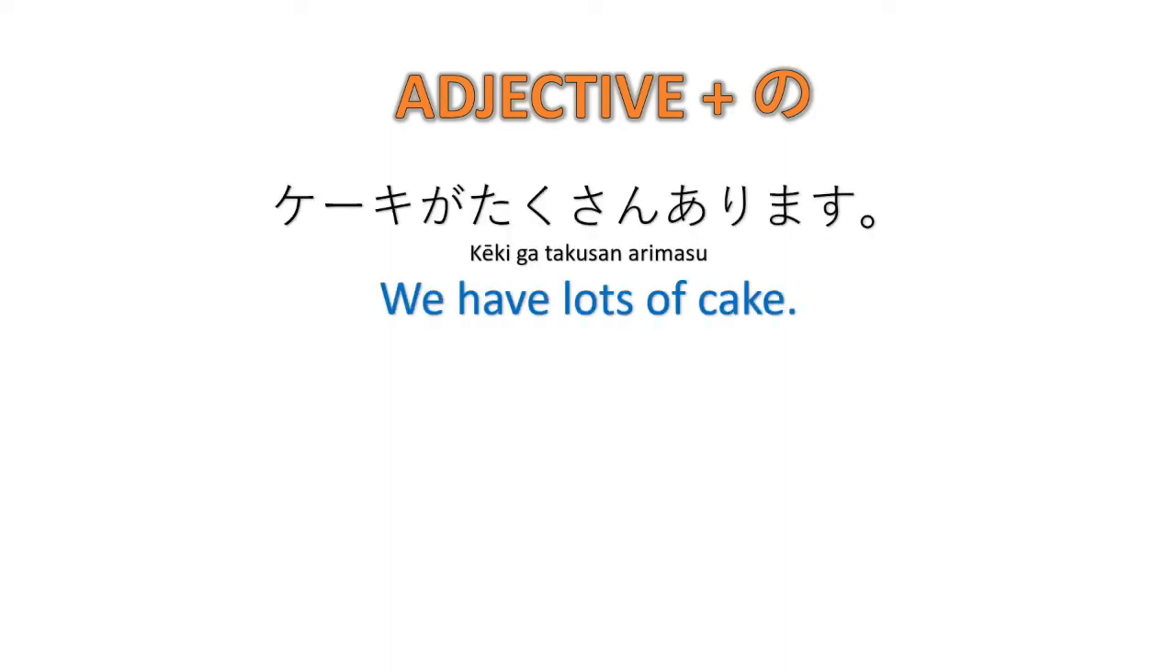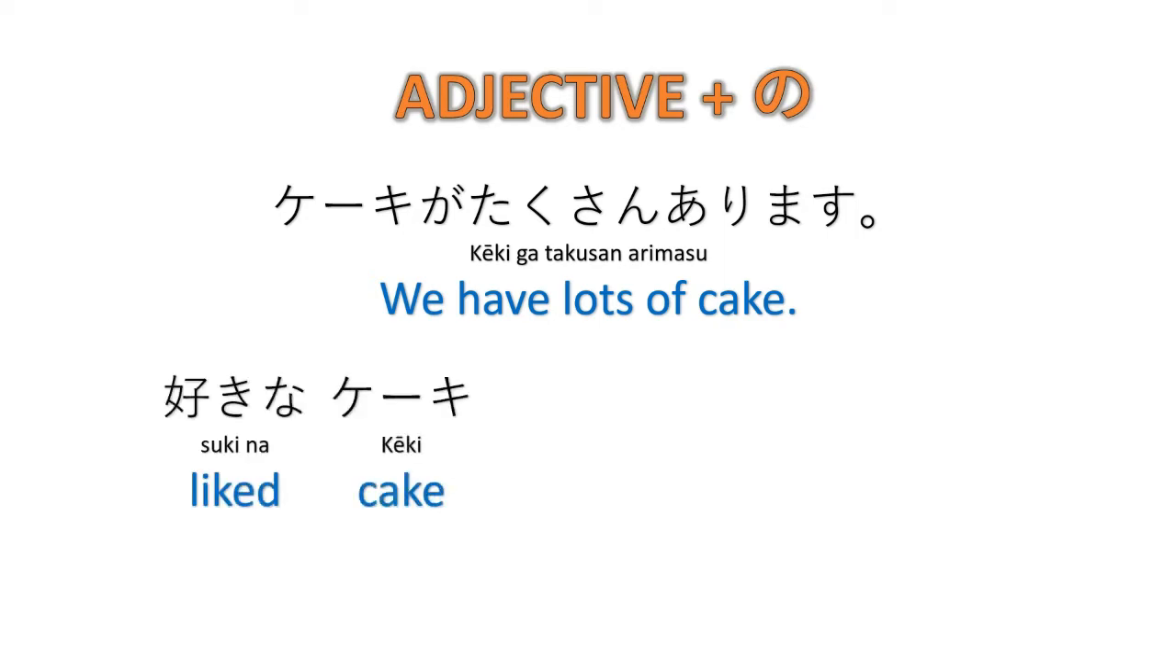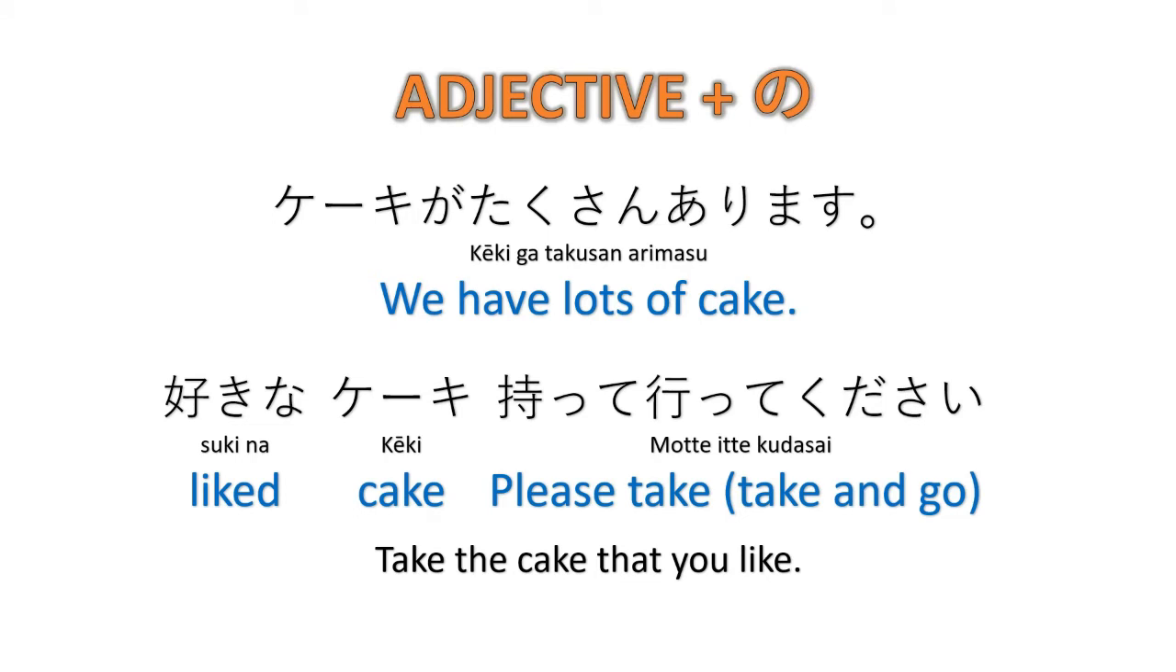For example, keiki ga takusan arimasu. So here we have suki na keiki. It literally means like cake or the favorite cake. So this is an adjective and a noun. Suki na keiki motte ite kudasai. Please take the cake that you like.